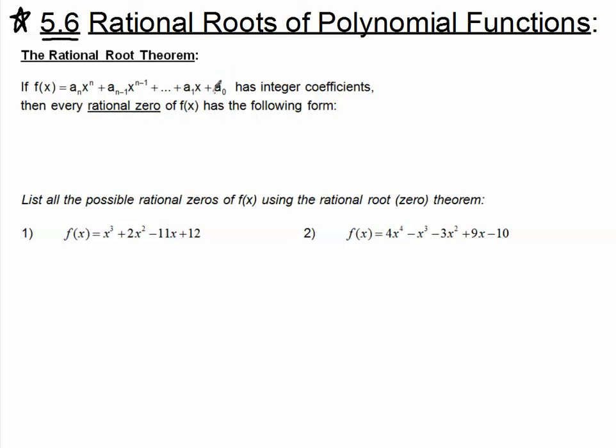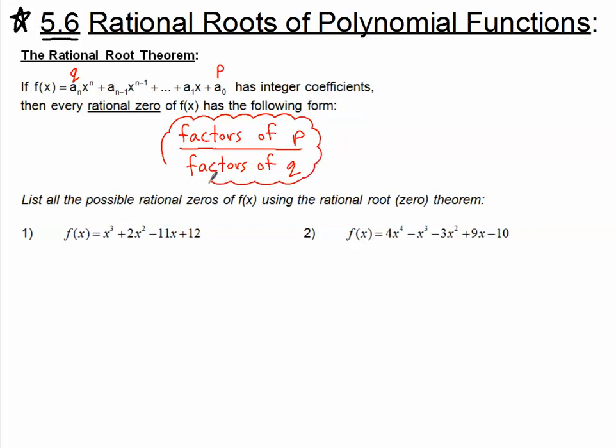We're going to take our constant term and we're going to call that p. We're going to take our leading coefficient and we're going to call that q. And if this function has a rational answer, then it must be of this form. We're going to take the factors of p, that's the factors of our constant, and we're going to divide them by the factors of q, and that is the factors of our leading coefficient. This will give us all of our possible rational answers.